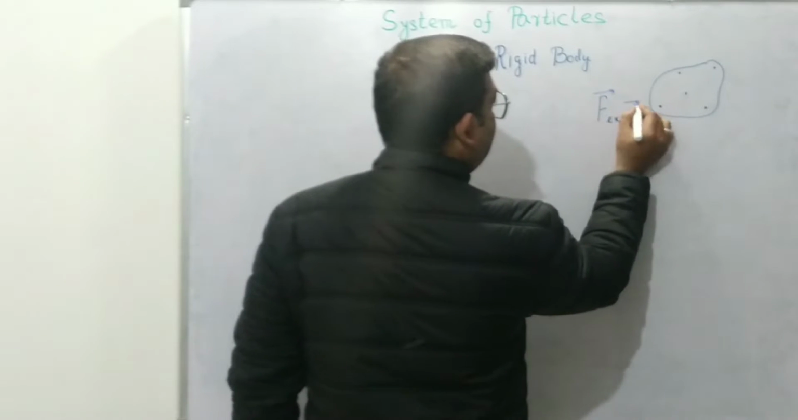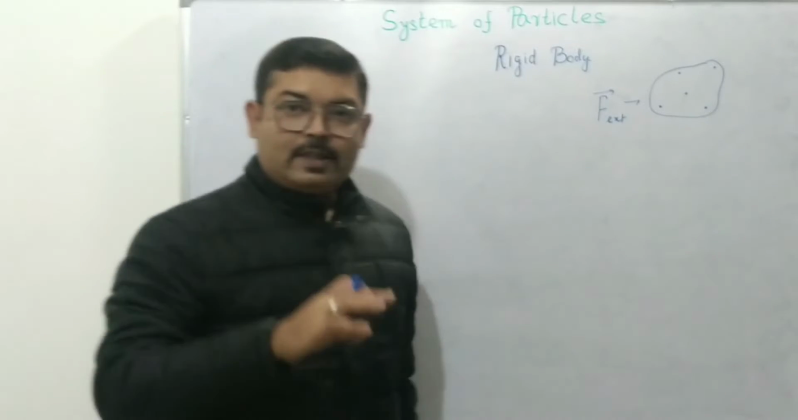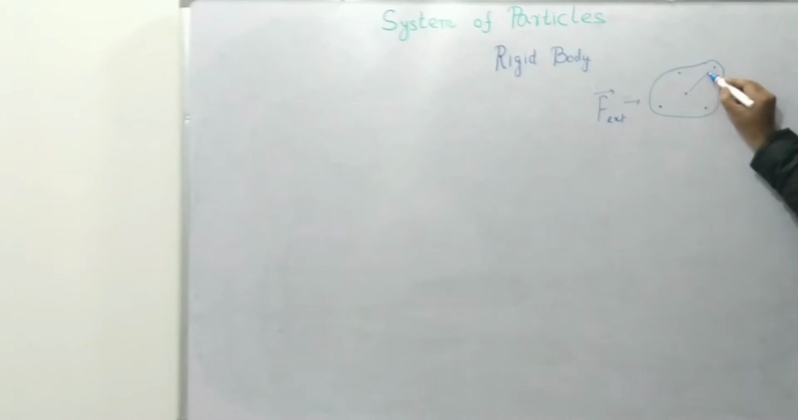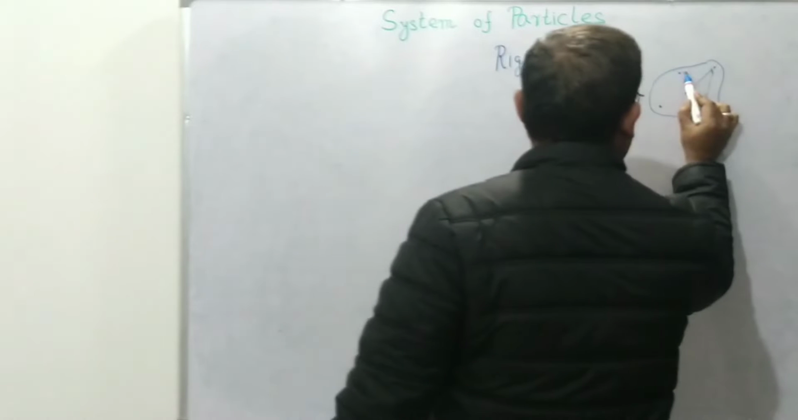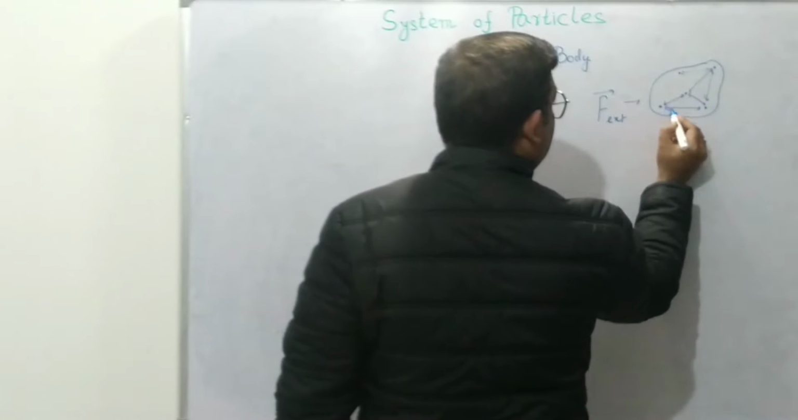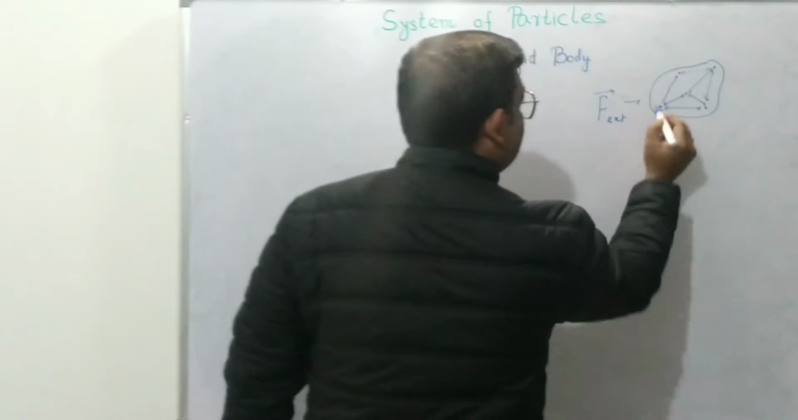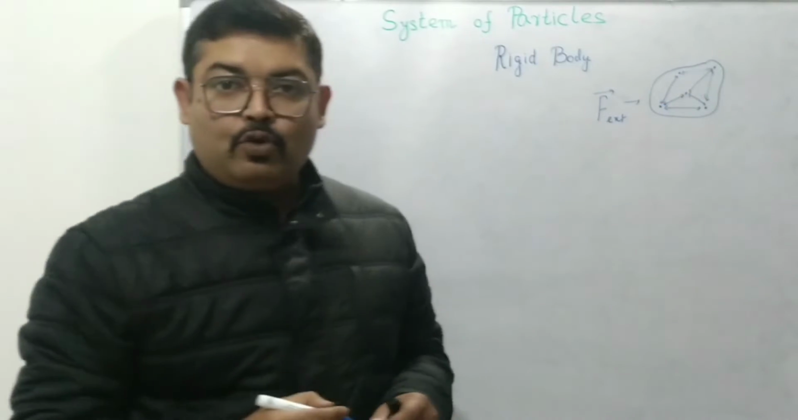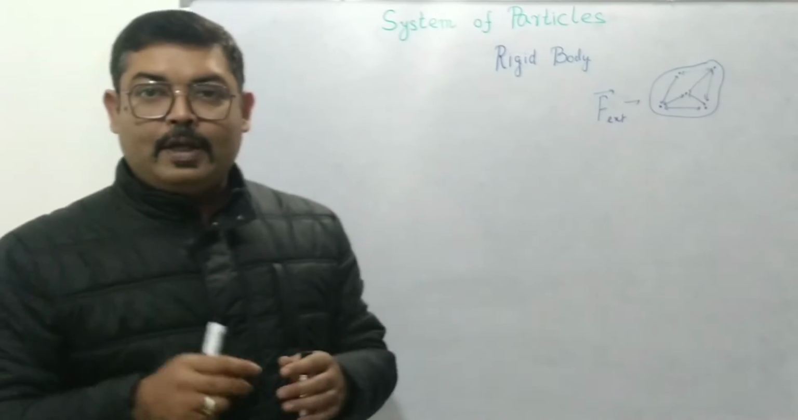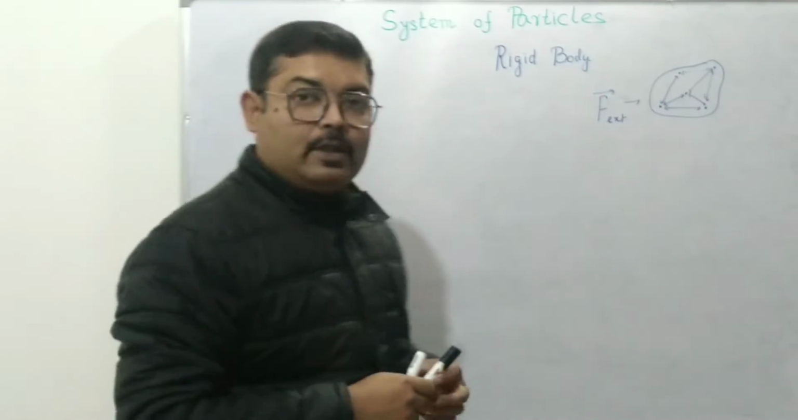on it, and the body or the system of particles moves, the distances between the particles, that is between these two particles or these two particles or these two, so distances between all the particles, their relative positions with respect to each other do not change during their motion. If they are fixed in position with respect to each other, then they are known as rigid bodies.